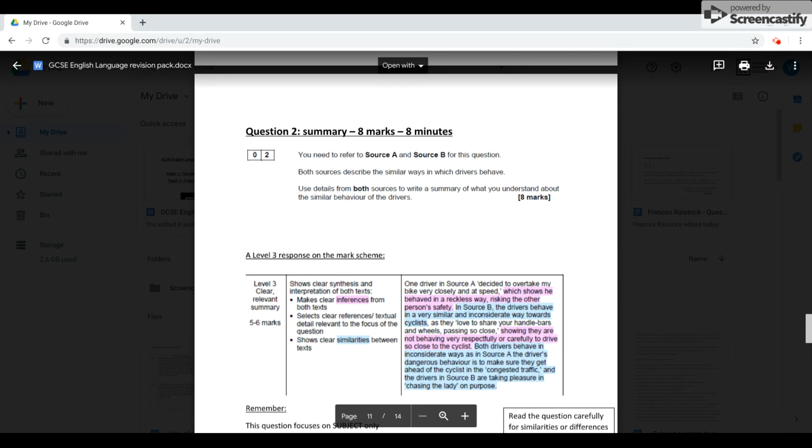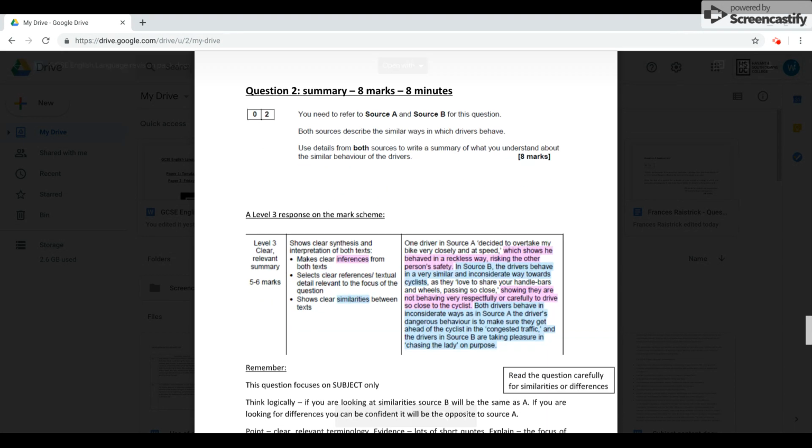So just to go back for summary: 8 marks, point, evidence, explain, compare in 10 minutes. Identify whether it's similarities or differences and about what, and then write your answers up confidently, carefully, clearly, and relevantly.